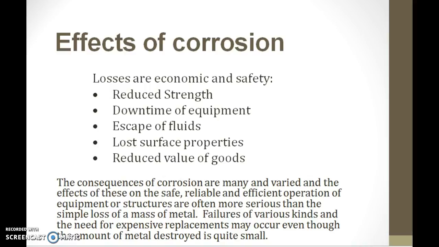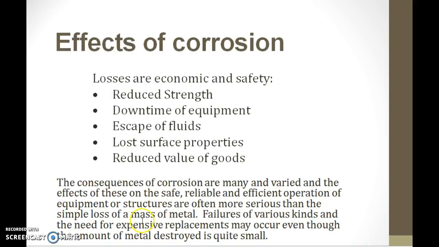For example, loss, economic and safety: reduced strength, downtime of the equipment, escape of fluids, surface properties, reduced value of goods. So these consequences of corrosion may be varied, and the effects on safe, reliable operation of equipment or structure are more often serious problems than a simple loss of mass of a metal. So failures of various kinds and the need for expensive replacements may occur even though the amount of metal destroyed is quite small.